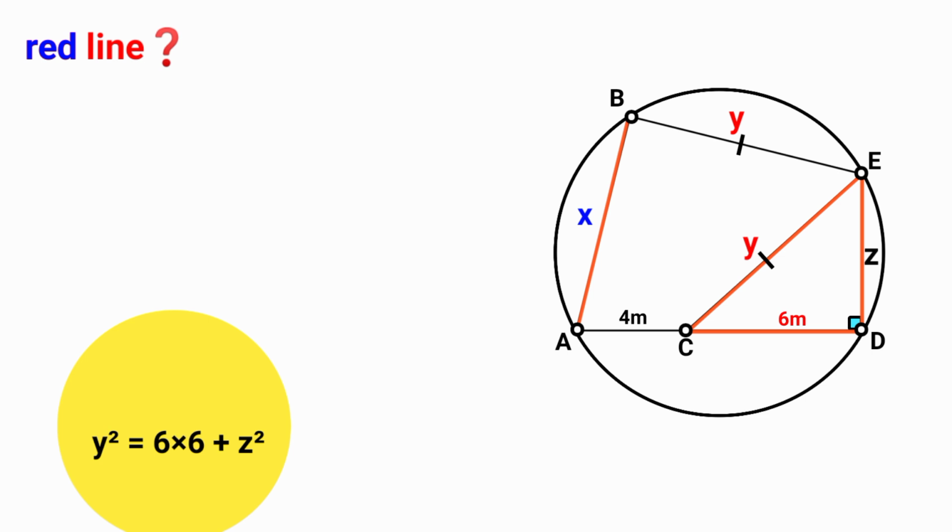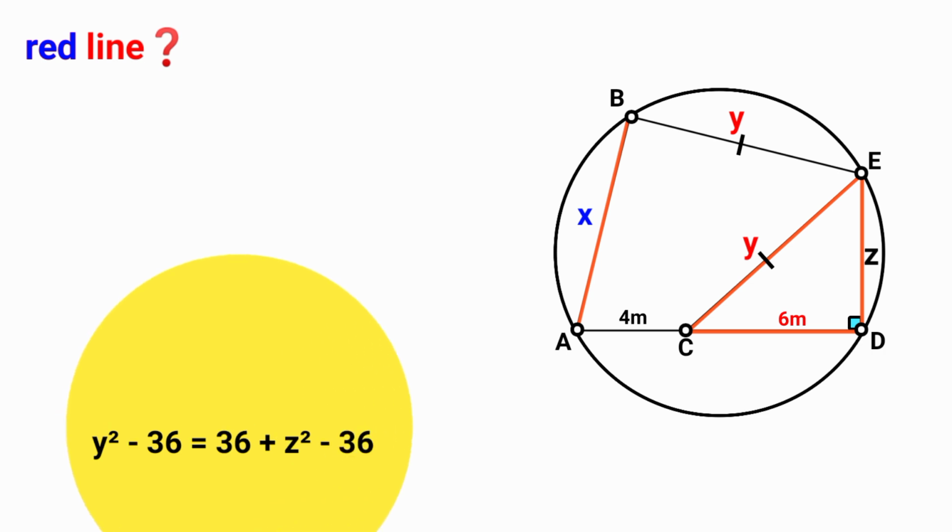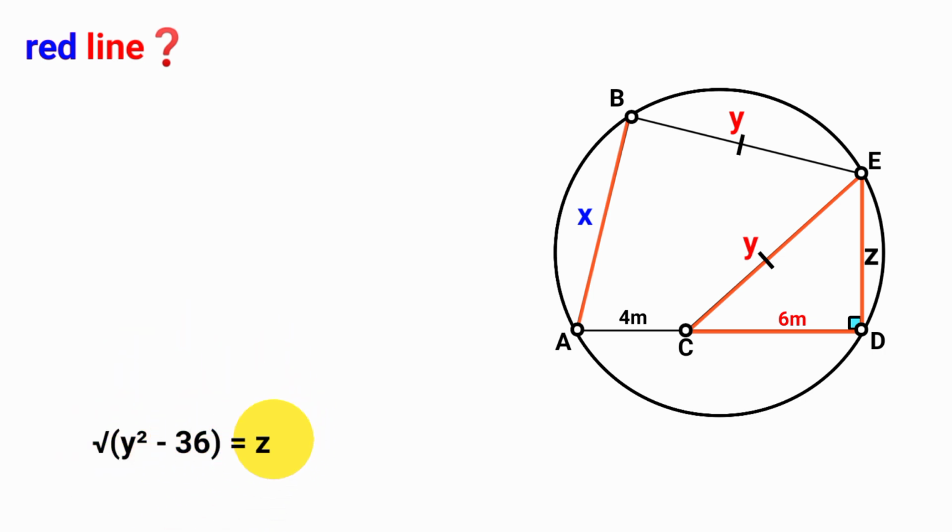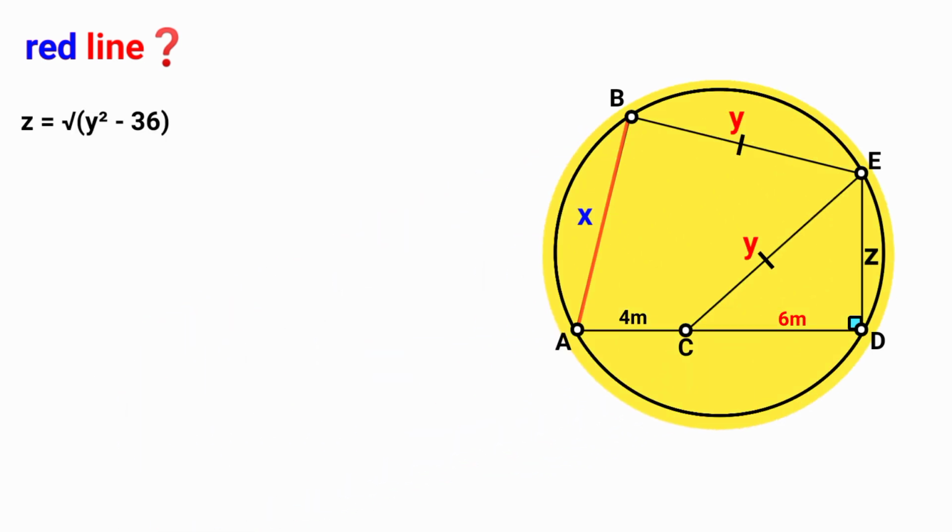6 squared is 6 times 6, which is 36. Now subtract 36 from both sides. Here 36 minus 36 is 0. So y squared minus 36 equal to z squared. Take the square root of both sides. Here square root of z squared is z. So square root of y squared minus 36 equal to z. That is z equal to square root of y squared minus 36. We keep it aside. Now come here, draw a line that will connect this point A and this E.